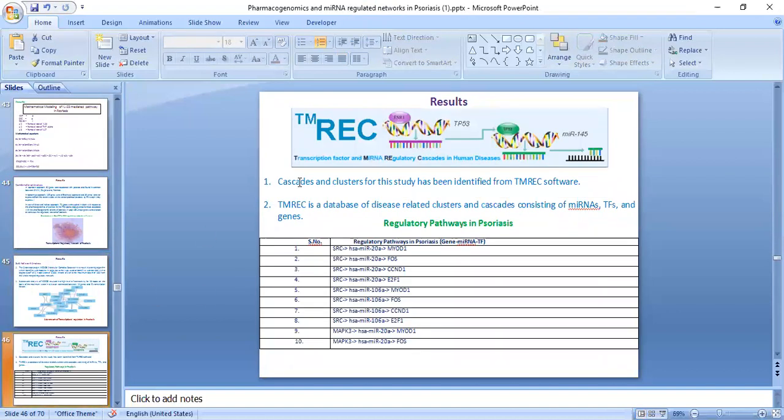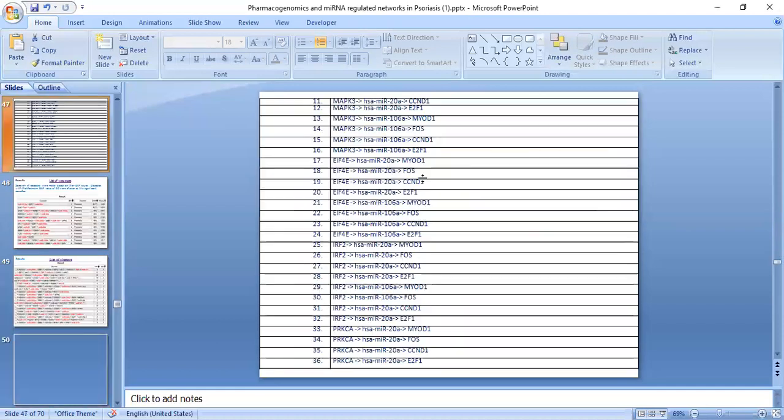And then the TMREC tool, what it does is that it gives a cascade of the reaction. There we have got some hits, but how is the cascade? Is it a linear reaction, or whether it's a reversible reaction or an irreversible reaction, that can be determined from this TMREC tool. And we have analyzed all the network motifs in the pathways.